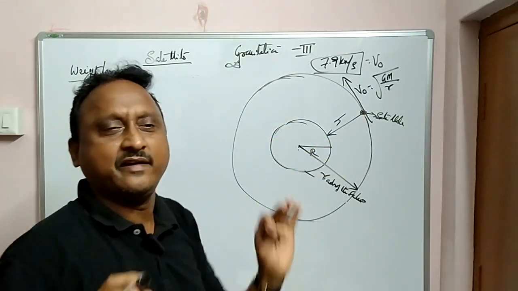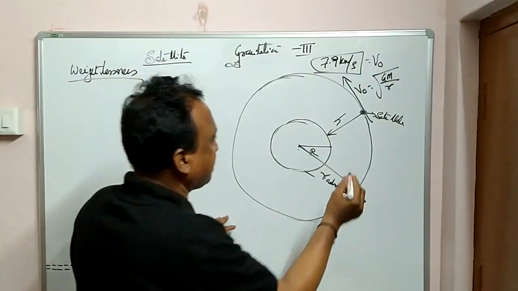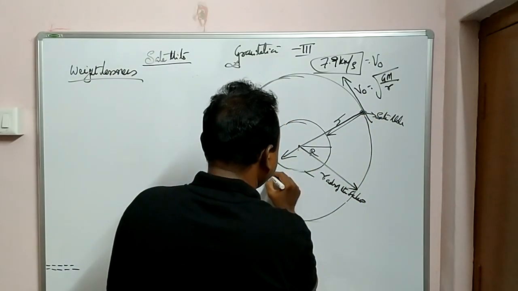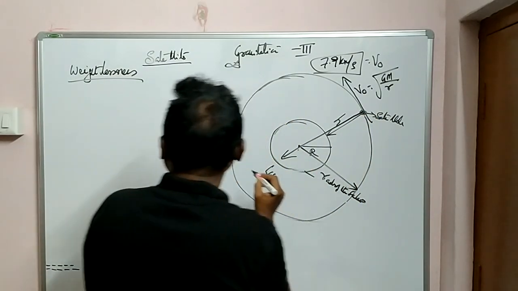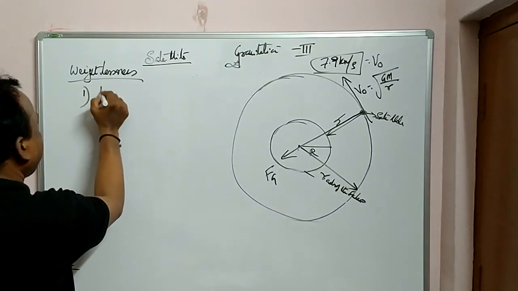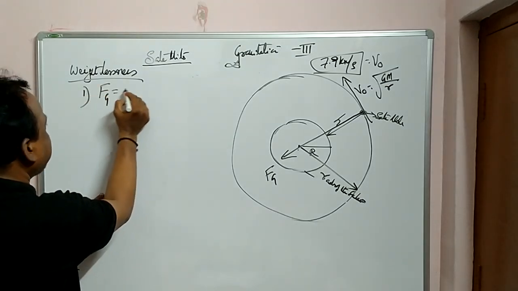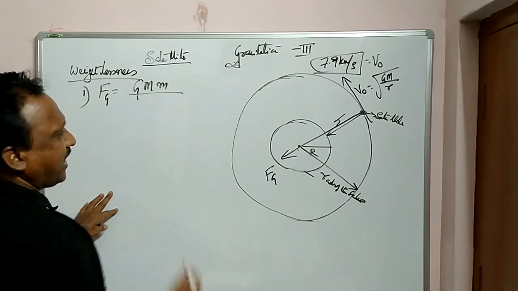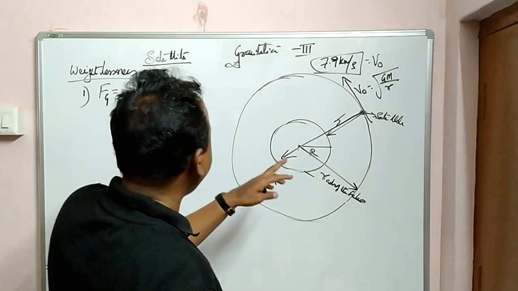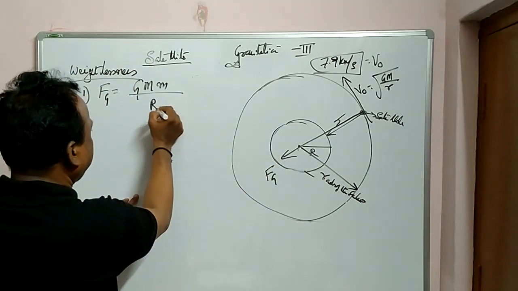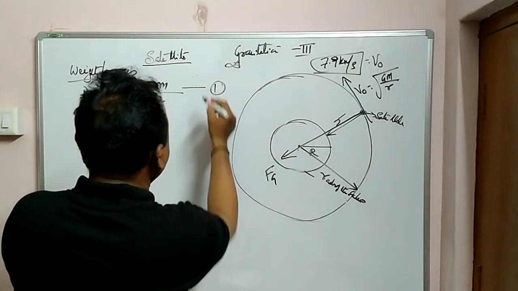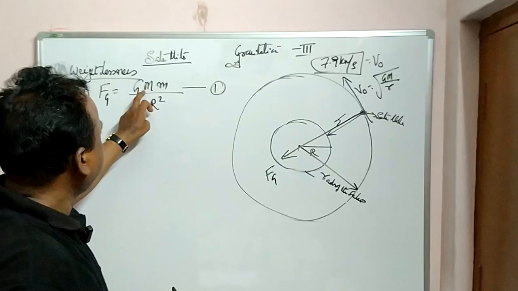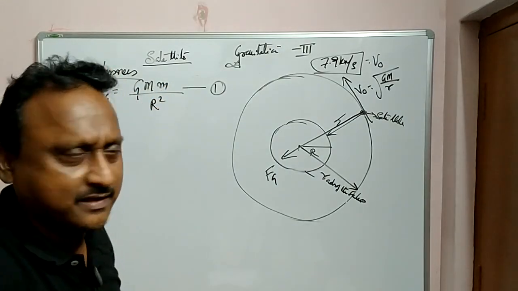Look carefully, what forces are acting on this satellite? One is the gravitational force. The forces acting, what are there? One is gravitational force, that is G M m by r square. That means the force of attraction between two bodies.